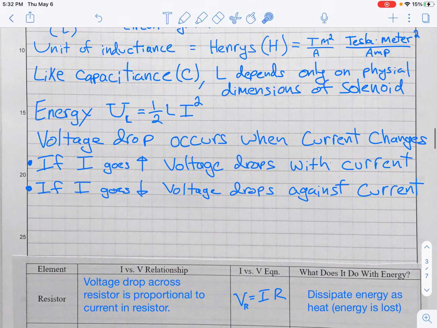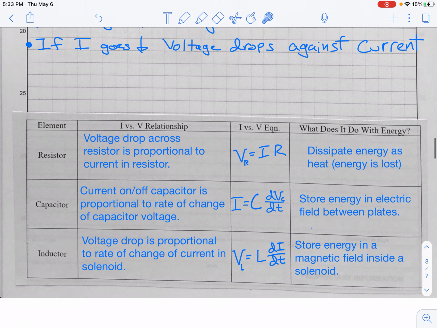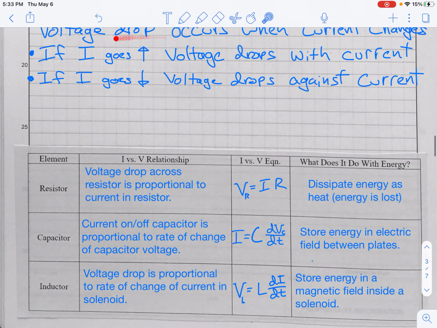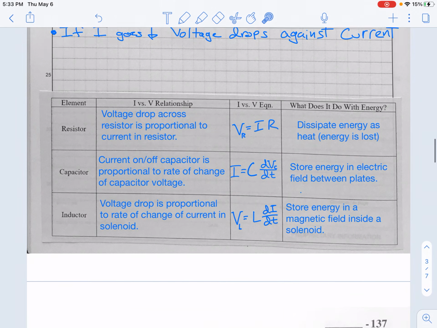We have a little chart then comparing resistors, capacitors, and inductors. In an inductor, the voltage drop is proportional to the rate of change of the current in the solenoid. Voltage is going to be L di dt in magnitude. And you could use this rule here to tell you if it's going to be a positive or a negative, or a jump or a drop. Stores energy in a magnetic field.